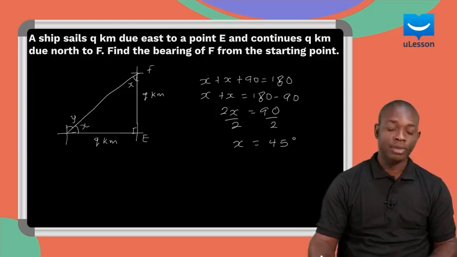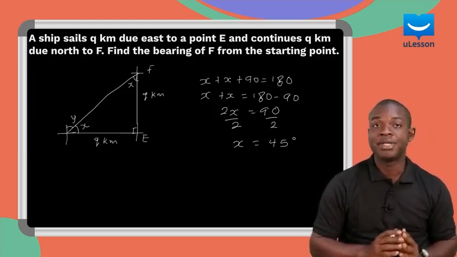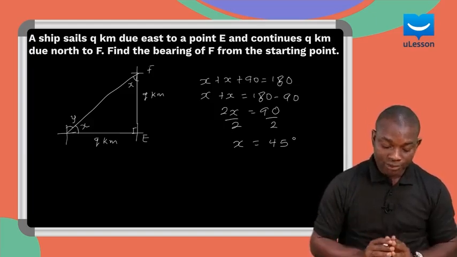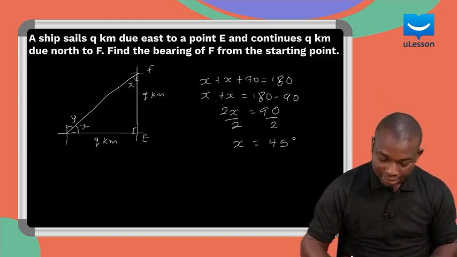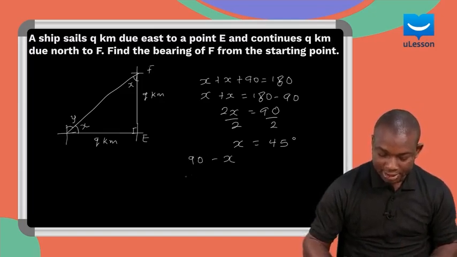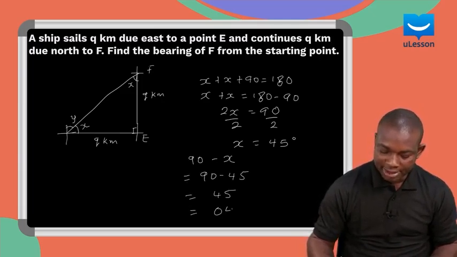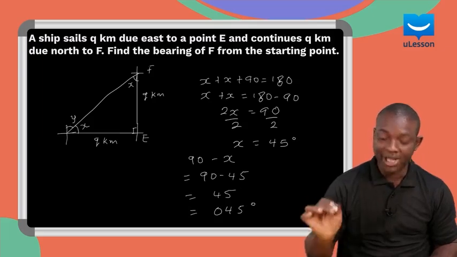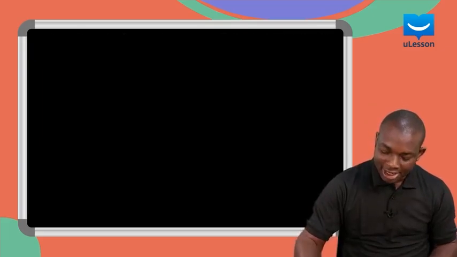degrees. Now, to find the bearing of F from the starting point, all we have to do now is to subtract x from 90 degrees. So the bearing is 90 minus x, which is 90 minus 45, and this gives us 45. So the bearing is 045 degrees. Let's take another example.